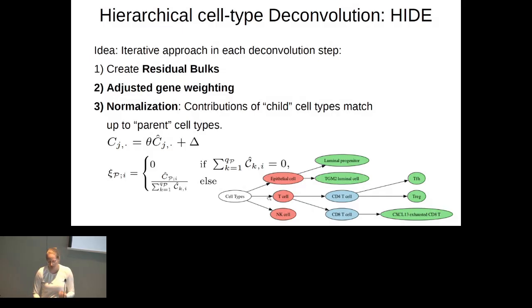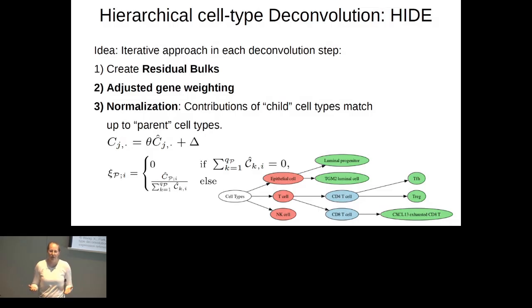And then when we go further, we would calculate residual bulks just for the CD4 T cells, and then adjust the gene weights of the T helper cells and regulatory T cells, normalize them. And this is we go through with this through every part of our structure.